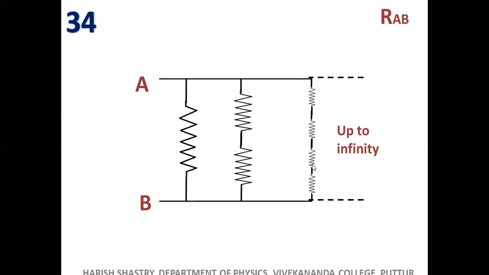Yeah, again an infinite ladder. But here there is a small difference. There is not a repetition ladder. You don't have 2 or 1 and 2, 1 and 2, 1 and 2 like that. Here is a single resistor, and nothing is mentioned here. You have to take it as R. Every resistor is R. R, R, R, R, R like this.